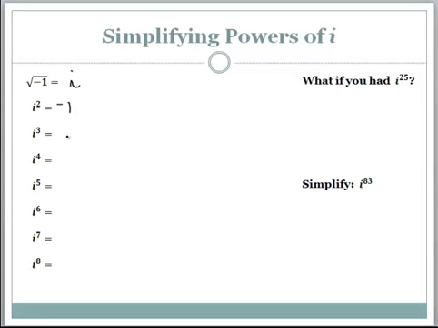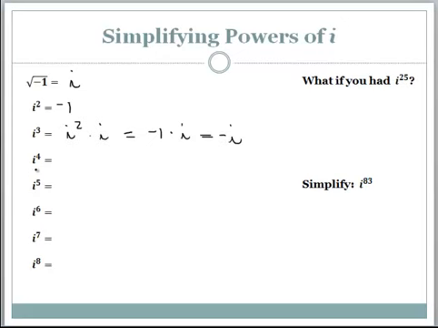Can we say that i cubed is i squared times i? It is, right? So is i squared -1, and i is just i. So what's -1 times i? It's -i. So i cubed is really the same thing as -i. Now remember, if this gets confusing, pause it, rewind it, and listen to it again, because you really need to get this.